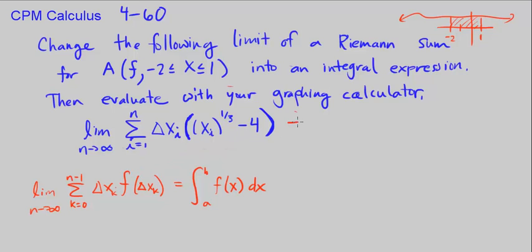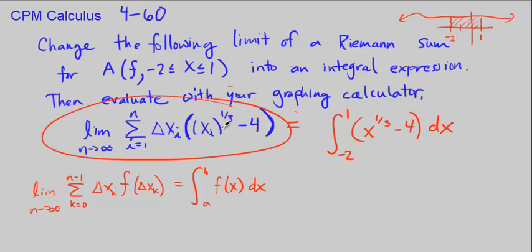So what this is saying is this is equal to our boundaries, which start at -2 and stop at 1, and our function f of x is going to be x to the power of 1/3 minus 4 dx. So this right here is the integral expression of this Riemann sum.